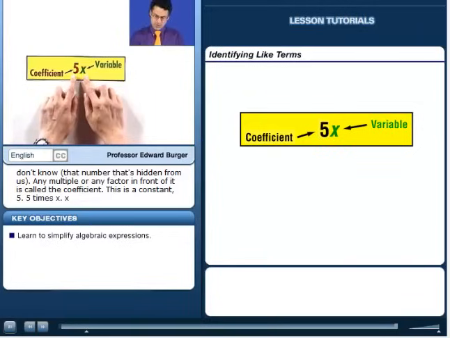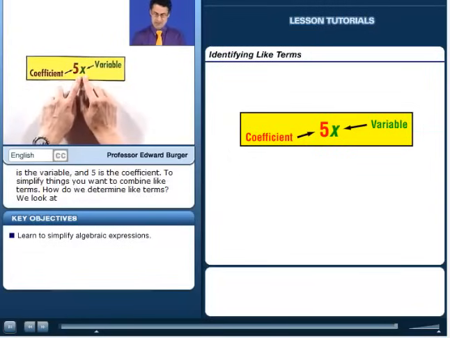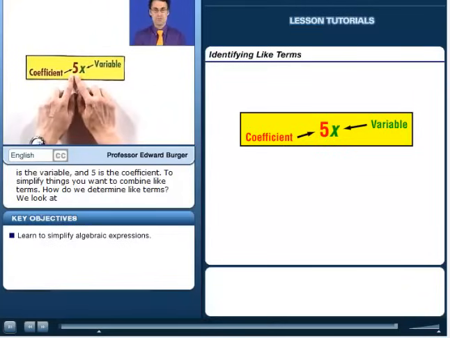And then any multiple, any factor in front of it, any product that we have with this, is called the coefficient. This is a constant, 5. So 5 times x, x here is the variable, and 5 is the coefficient.